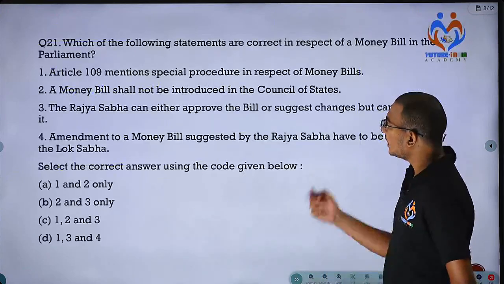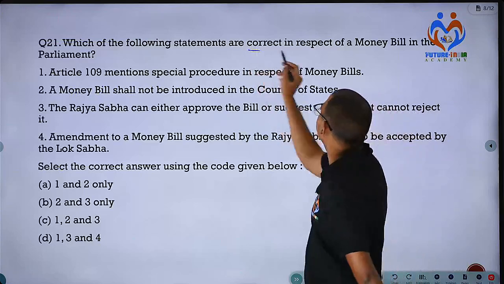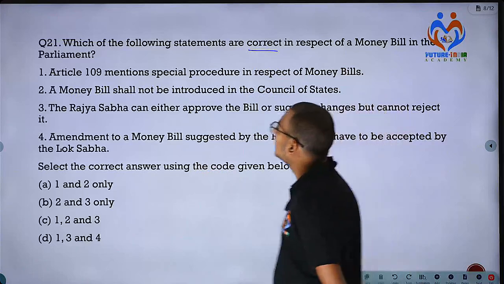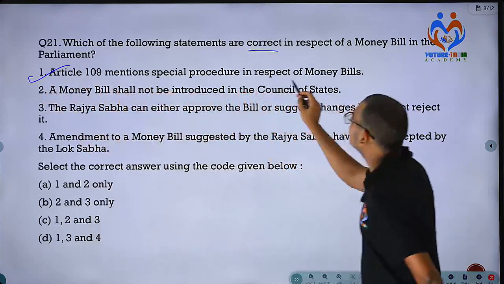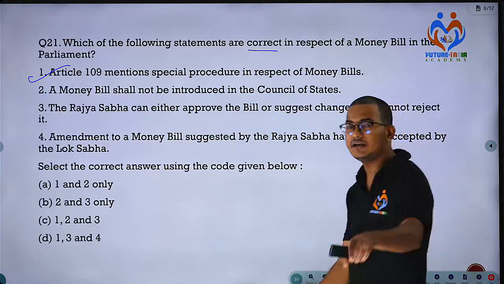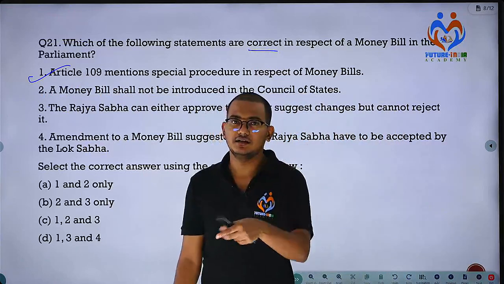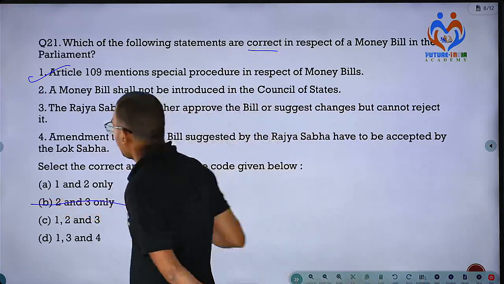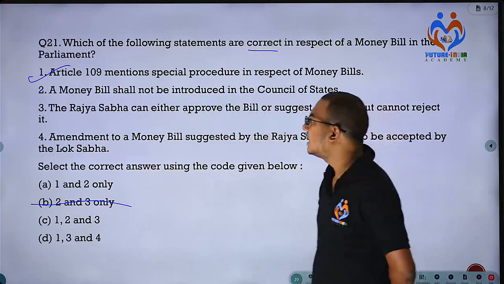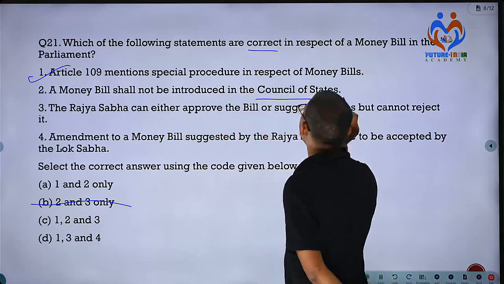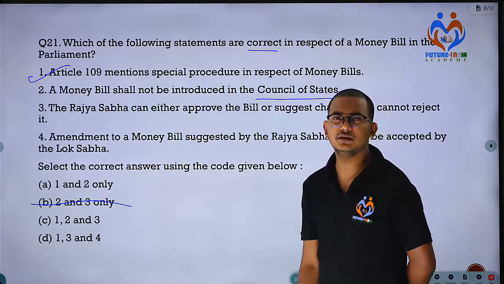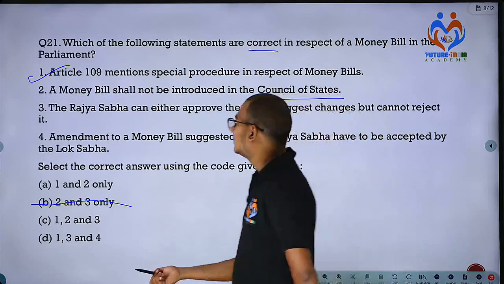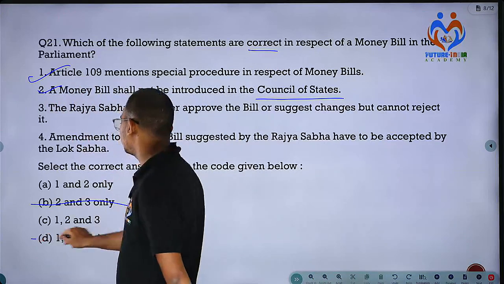Next, 21. Which of the following statements are correct in respect of the money bill? Money bill again, guys. Money bill, article 110, 109. Article 109 mentions the special procedure in the process of the money bill. I have already told you article 110 defines the money bill, and article 109 gives the special procedure. So this is correct. Remove all the options which don't have option 1. Always follow the option verification method. A money bill shall not be introduced in the Council of States. I already told you, a money bill can be introduced with the prior recommendation of the President only in the Lok Sabha, not in any other house. So this is also correct. So remove all the options which don't have option 2.